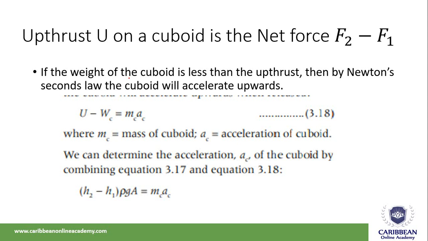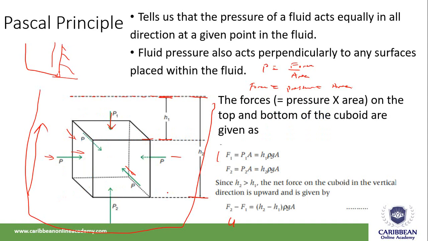So if you were ever given a scenario where you need to determine the acceleration of the cube, when the weight of the cuboid is less than the upthrust, then this is what you would ultimately have to do, right? Because we know that U, which is the upthrust, minus the weight, we would just use this equation right here.